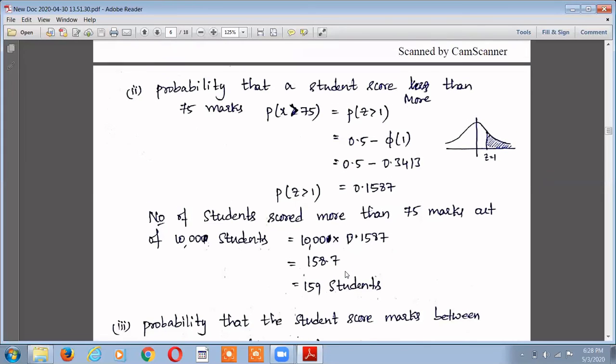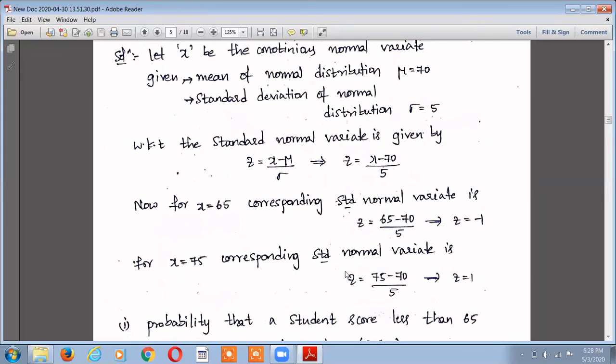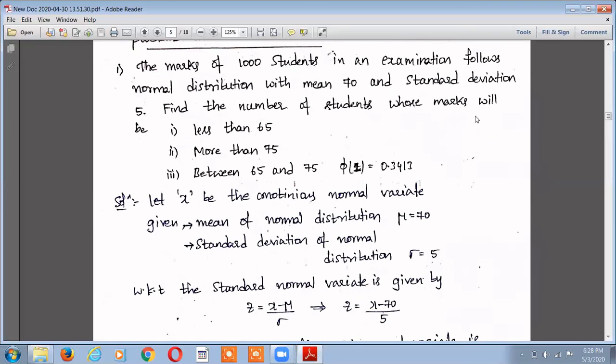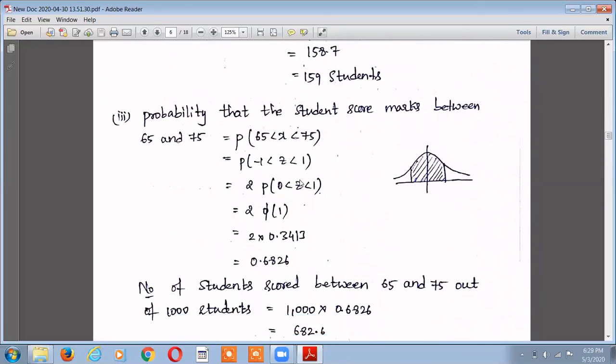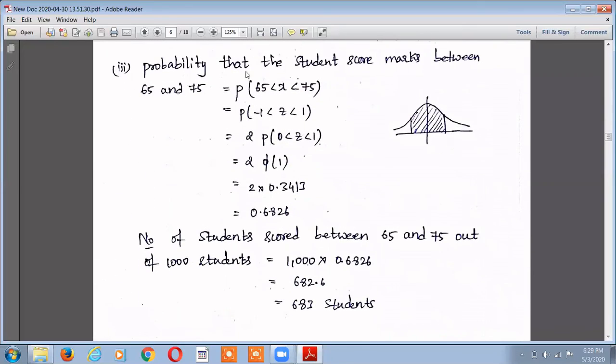Now I move to the third case. The third case is about the number of students whose marks will be between 65 and 75. So I find out the probability for each student first. The probability that a student scores marks between 65 and 75 is given by P of X between 65 and 75, because X represents the marks of a student. This X is a normal variate. We convert this to the standard normal variate now. So it is P of Z between -1 and +1.